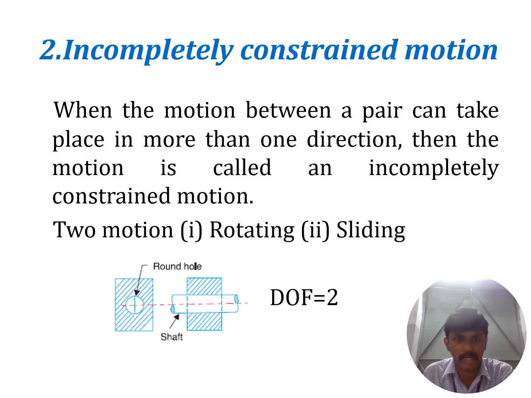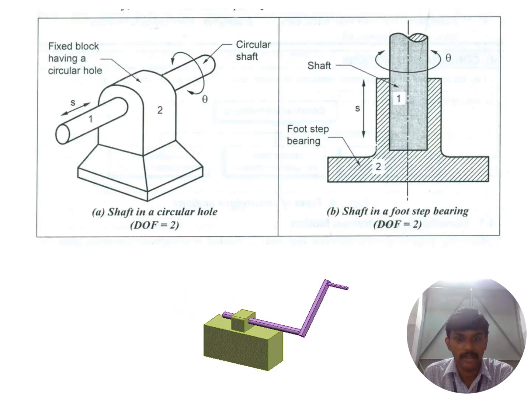Incompletely constrained motion means the degrees of freedom is 2. It allows movement in more than one direction. Here, instead of a square hole, there is a round hole, and the round shaft is inserted in the round hole. The shaft is allowed to move forward and backward, and it can also rotate. So the two types of motion are rotating and sliding. This is also another example.